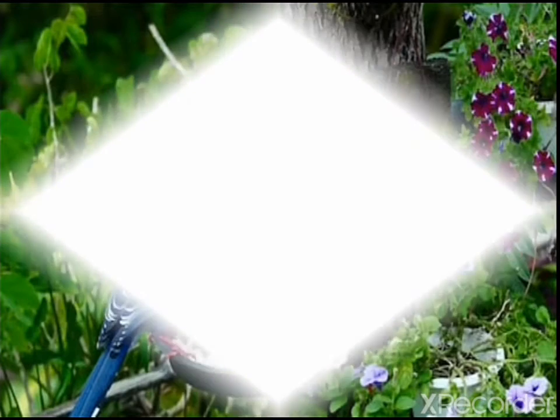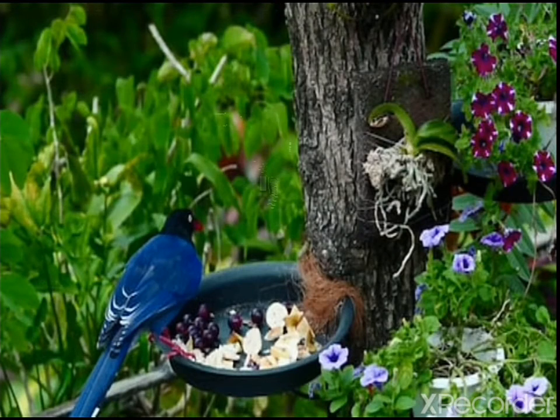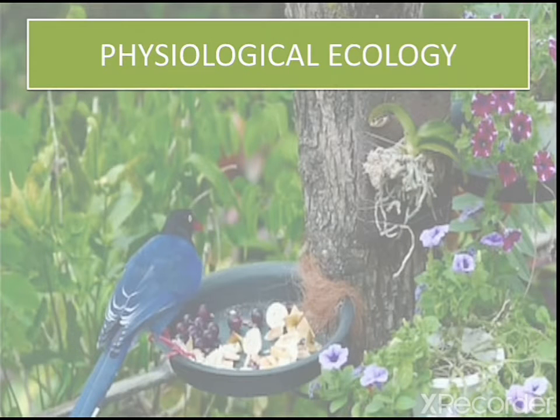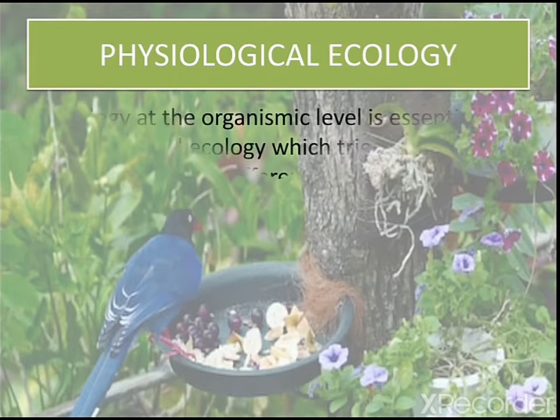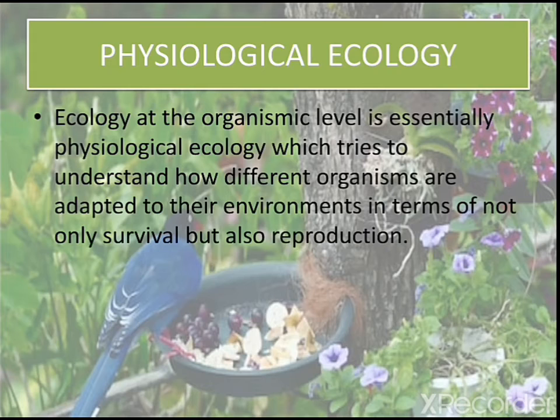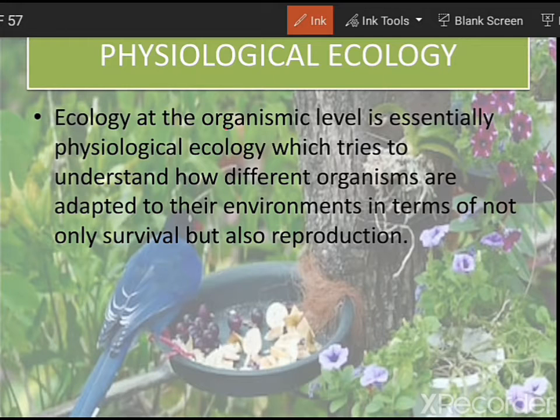So let's start with the first topic of this chapter, that is dealing with physiological ecology. First of all, let us understand what this word means. What does physiological ecology mean? Ecology at organismic level is also known as physiological ecology. So what is physiological ecology? It is ecology learned at organismic level, and it tries to understand many things.